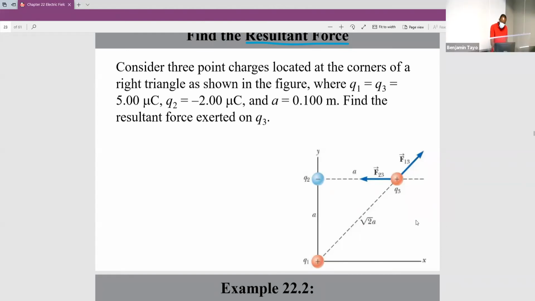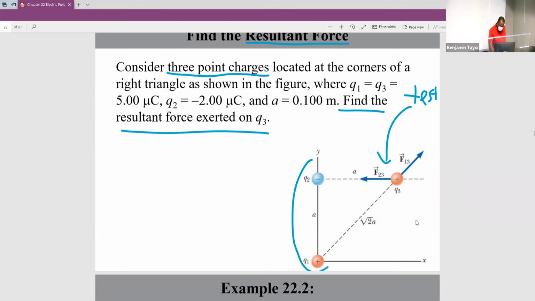It says that we have 3 charges. Then it tells me to find the force on Q3. So it means that my Q3 here is my test charge, and my Q1 and Q2 will be my sources.